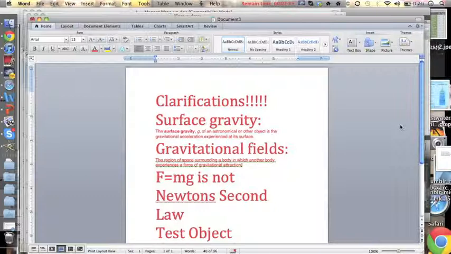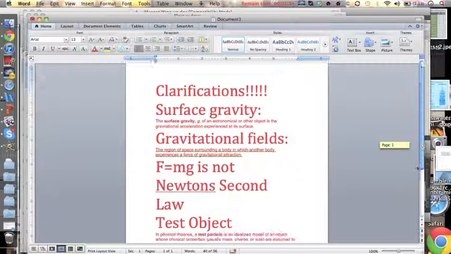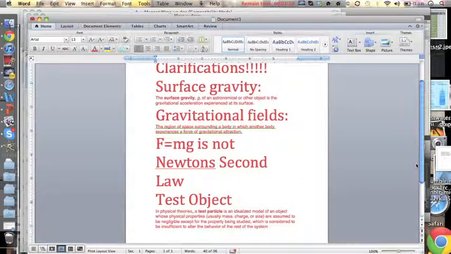Gravitational field: I like to think of it in an easy way, like magnetic fields, which is the force created by the magnet. A gravitational field is just the space around which the force is created and which experiences the force. So it's the space that experiences the gravitational force of attraction.